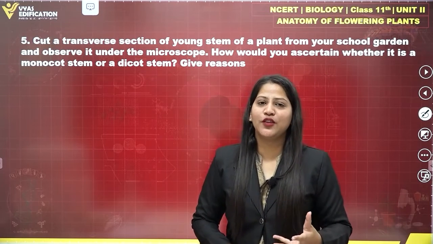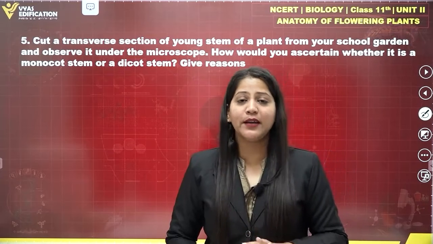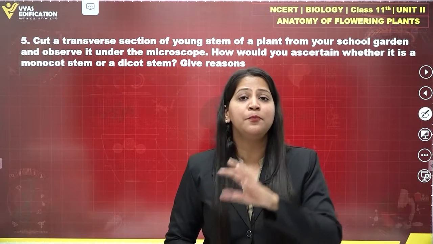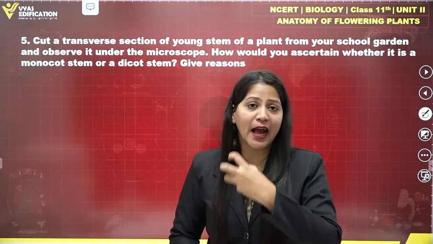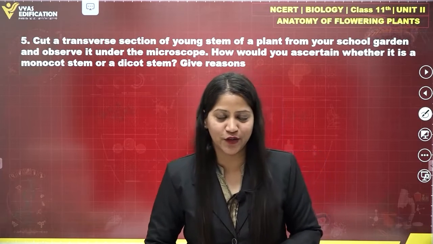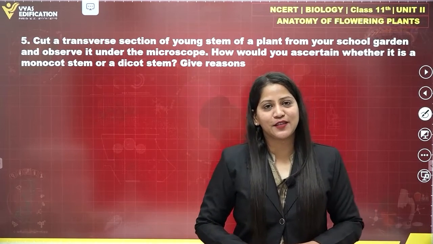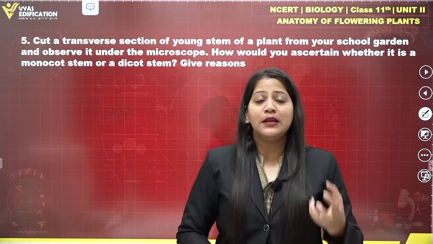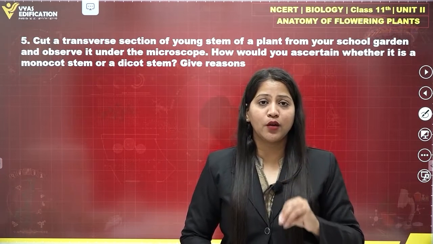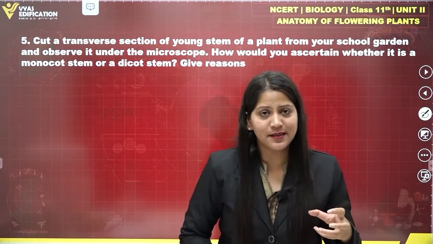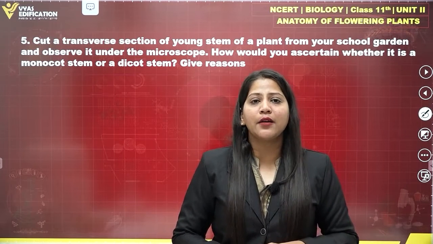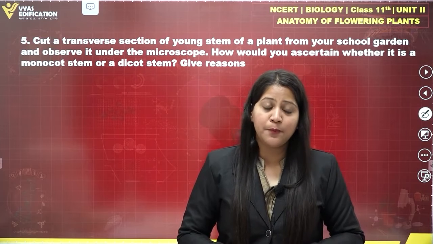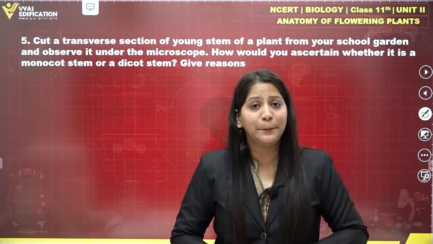So first of all, I'm going to tell you about the characteristics of dicot stem. On the basis of these characteristics only, we will identify whether the stem sample is dicot or monocot in nature. First of all, the dicot stems have vascular bundles which are arranged in a ring manner around a centrally located pith.